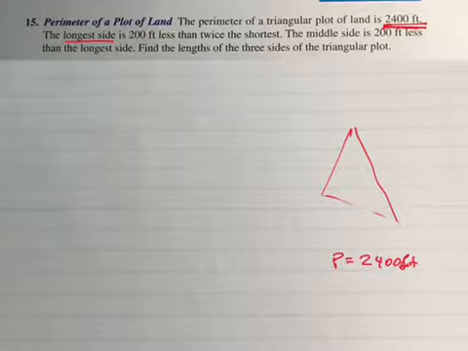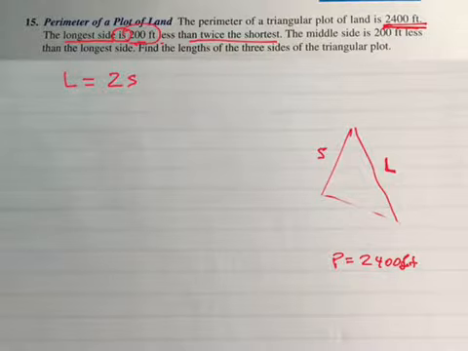The longest side is, see that? That means equals. So let's call the longest side L. L equals 200 feet less than twice the shortest side. Let's call this the shortest side S. So if I take twice the shortest side, which is 2S, and subtract 200 from it, I'll get the longest side. Make sense? I wrote an equation from that sentence.